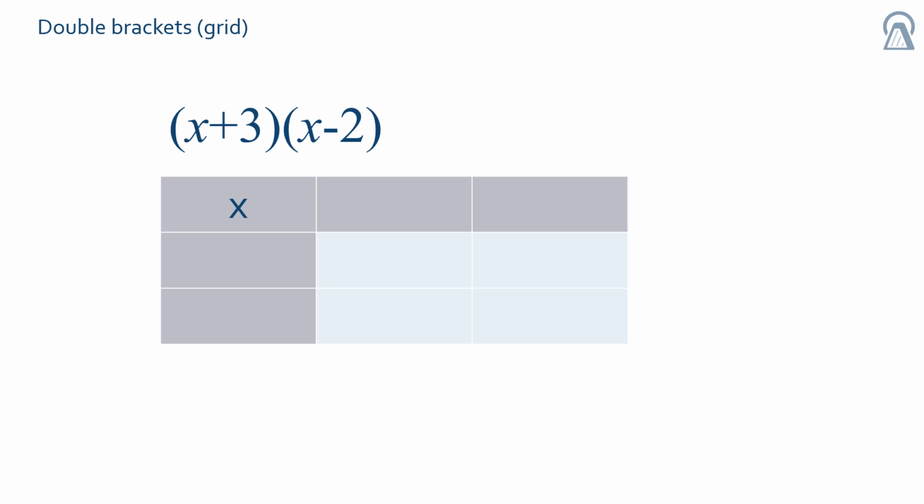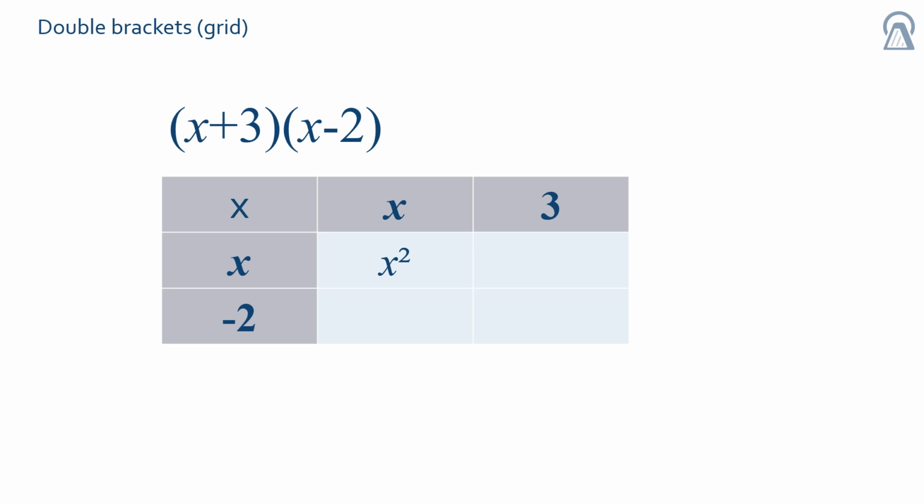So for this, we're going to draw a 2 by 2 grid, and then we're going to label the top with x and positive 3, and the side with x and negative 2. That's from the second bracket. Then we're going to fill the grid. So we're going to multiply the terms to fill each cell. The top left is going to be x times x. We're going to go row multiplied by column. So we're going to get x squared.